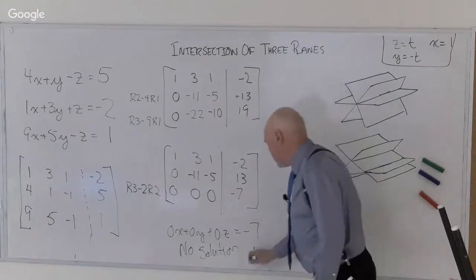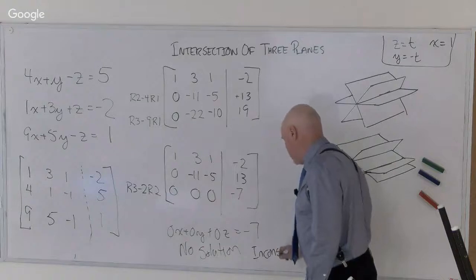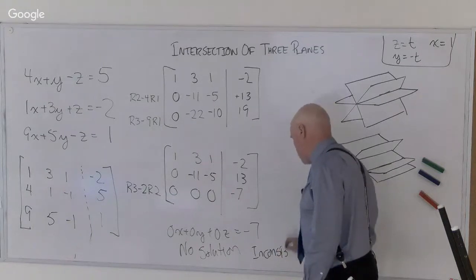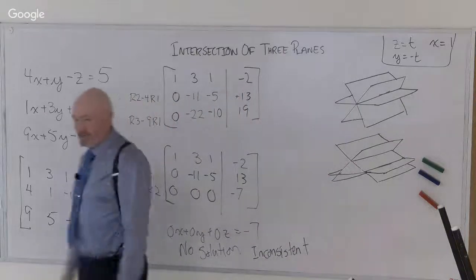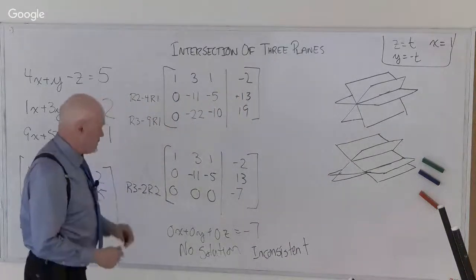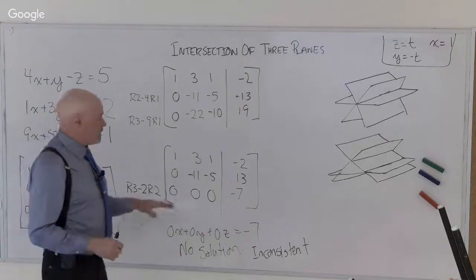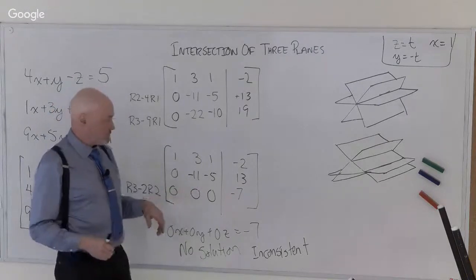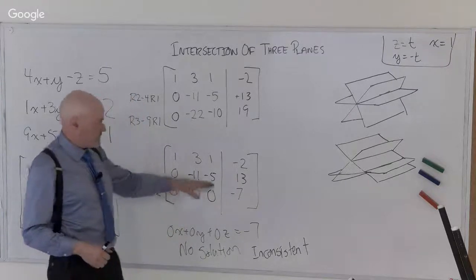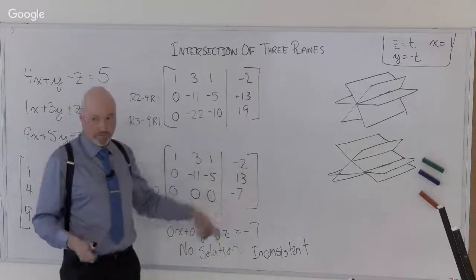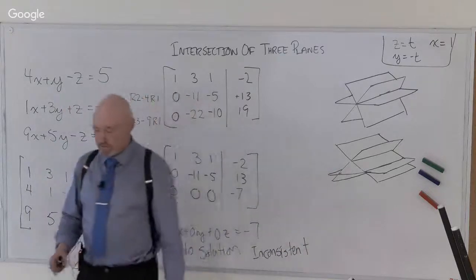Okay, so this is no solution. We call it inconsistent. How do you spell consistent? There we go. It is an inconsistent system. They do not intersect in the same place. And we're done. A question could say, what is the line of intersection of two planes? And you'd have to turn this into parametric form, okay? But no solution to the system of three equations and three unknowns.